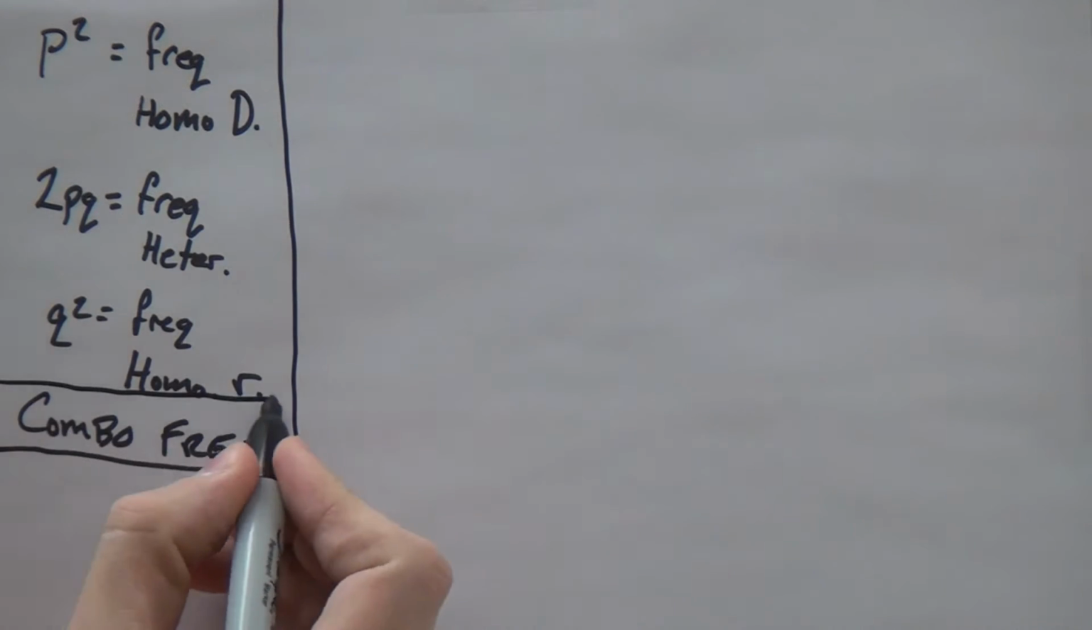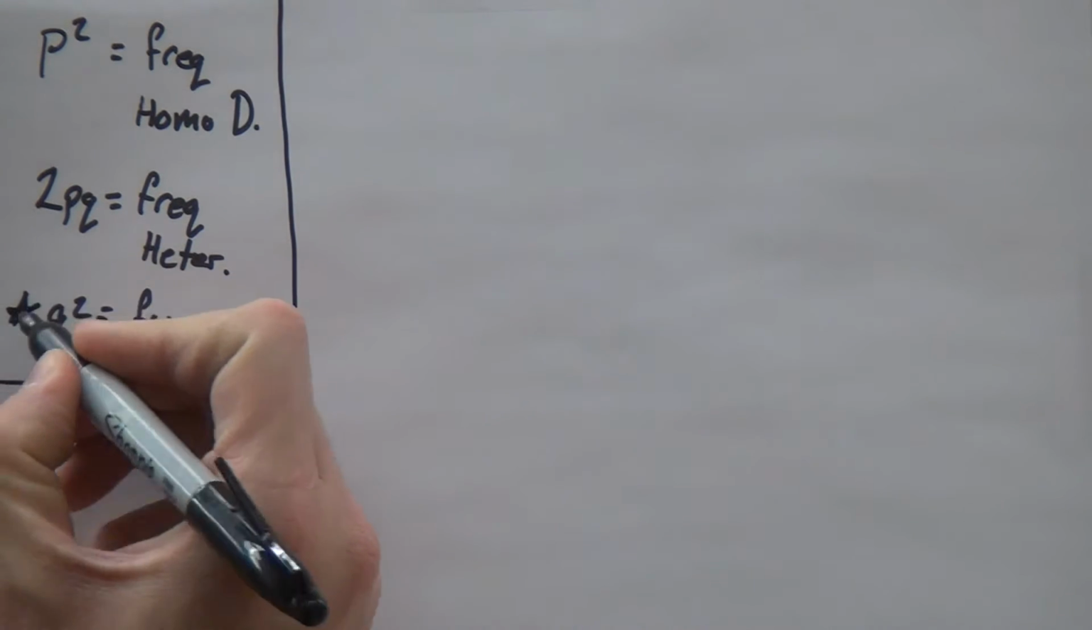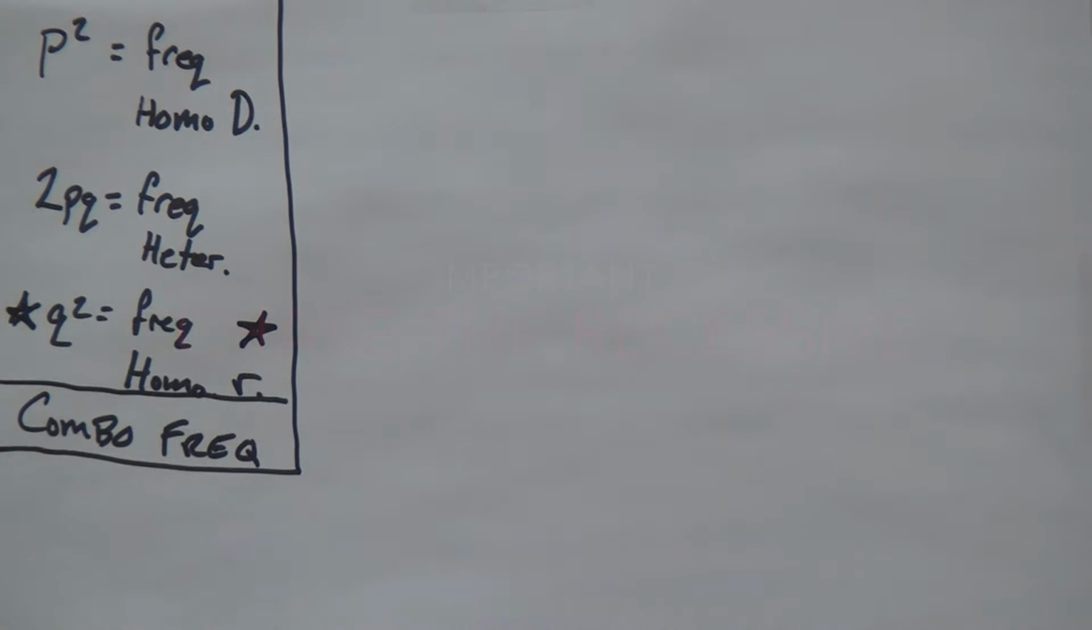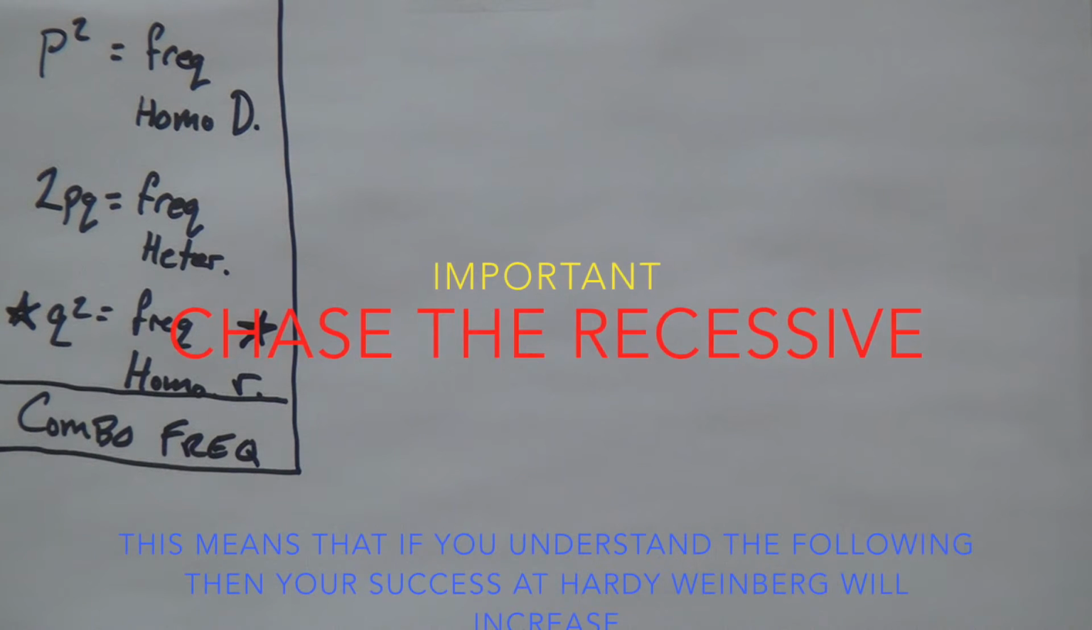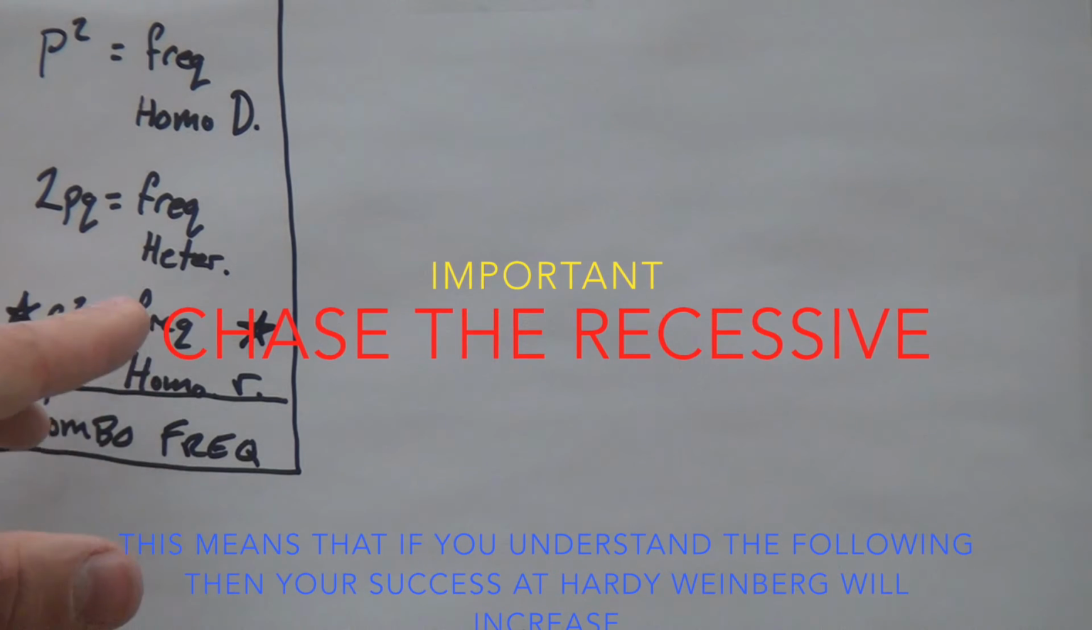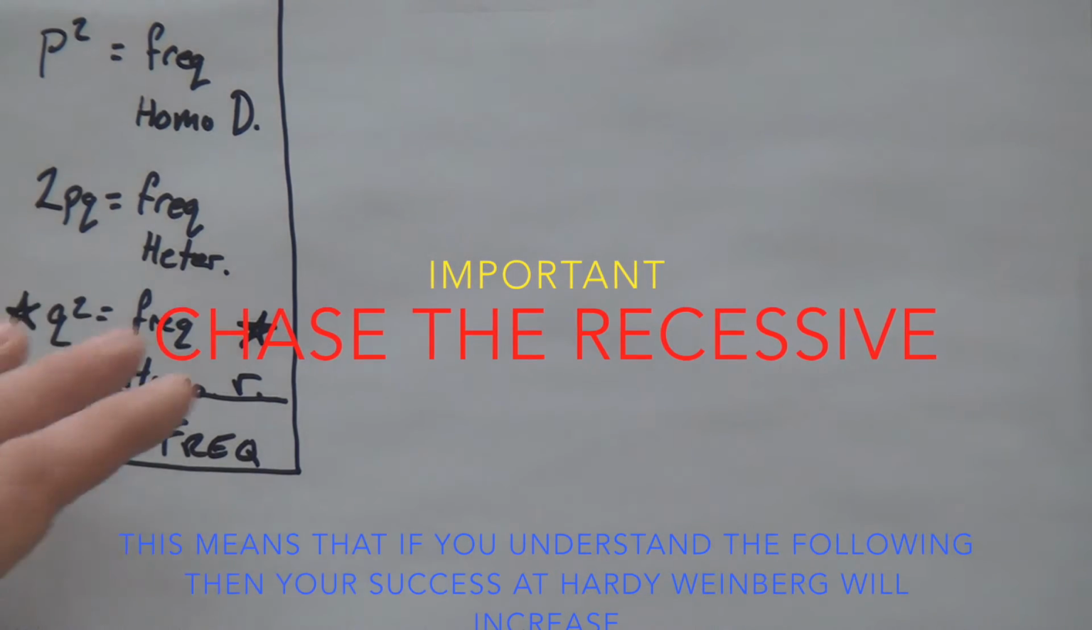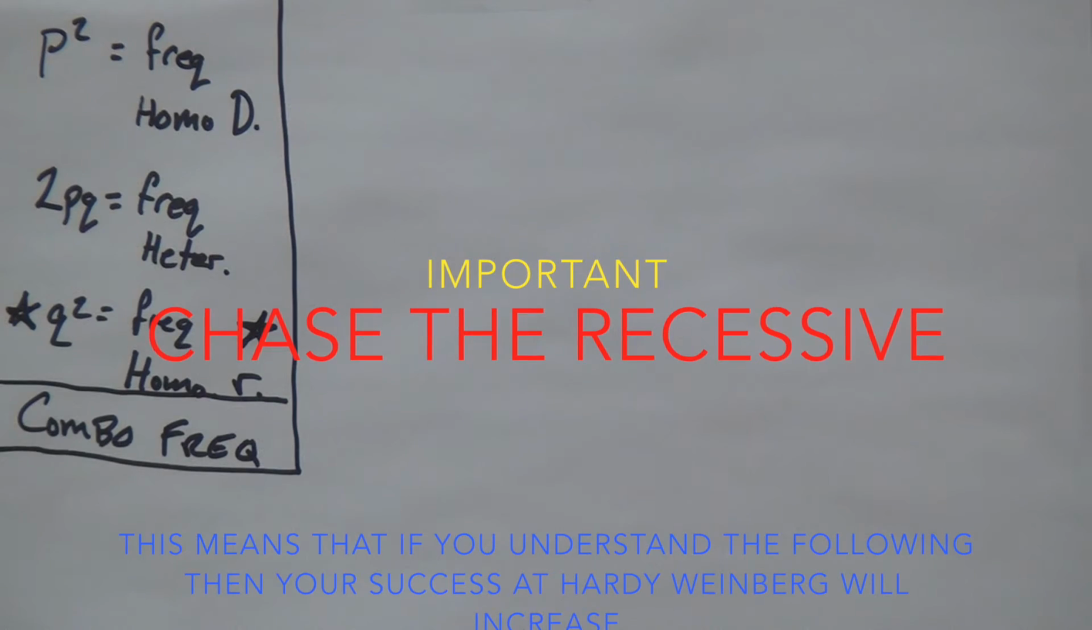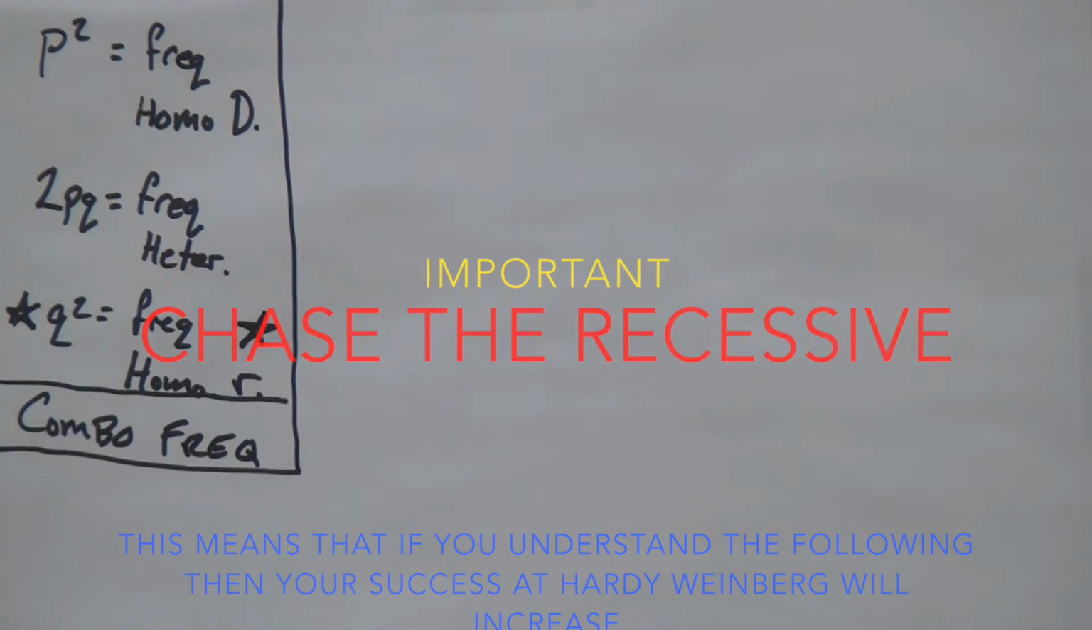But I tell you this right now, this is the most important. Okay? To chase the recessive. Chase the recessive. It means look to this always. But I think right here, knowing that this is the frequency of these different combinations.